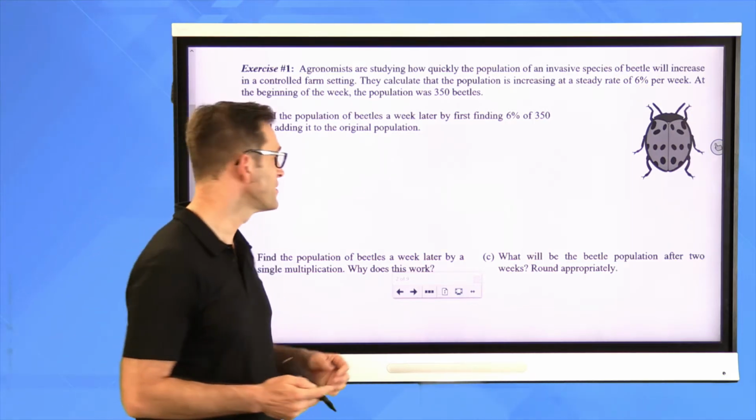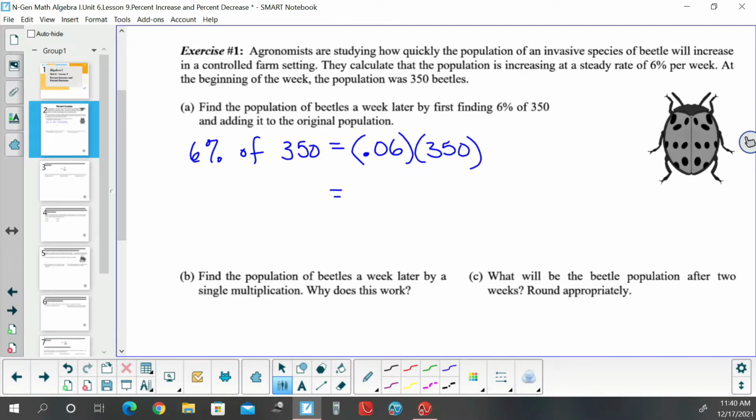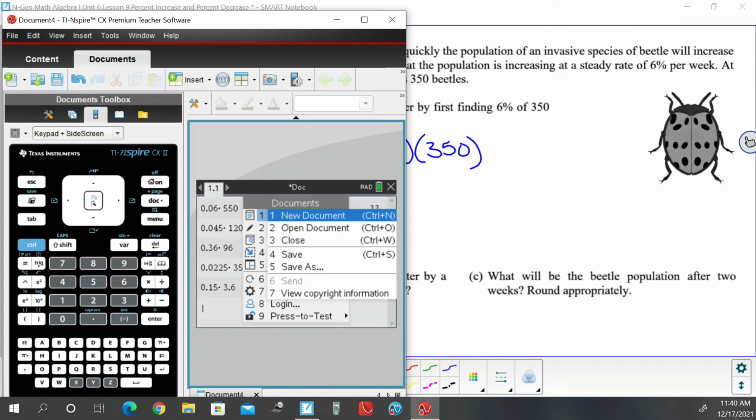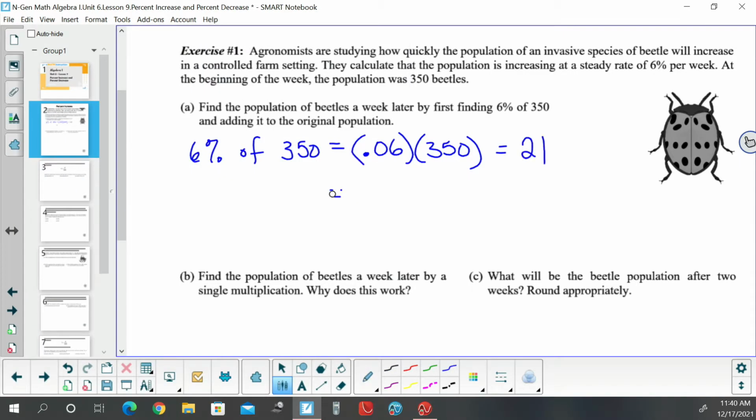All right, so first things first, I would want to find 6% of 350, and that's going to be 0.06 times 350. It's quite all right to use our calculator for that. I want 0.06 times 350, and that's going to give me 21. So our new population is very simple. It's 350 plus 21, or 371.